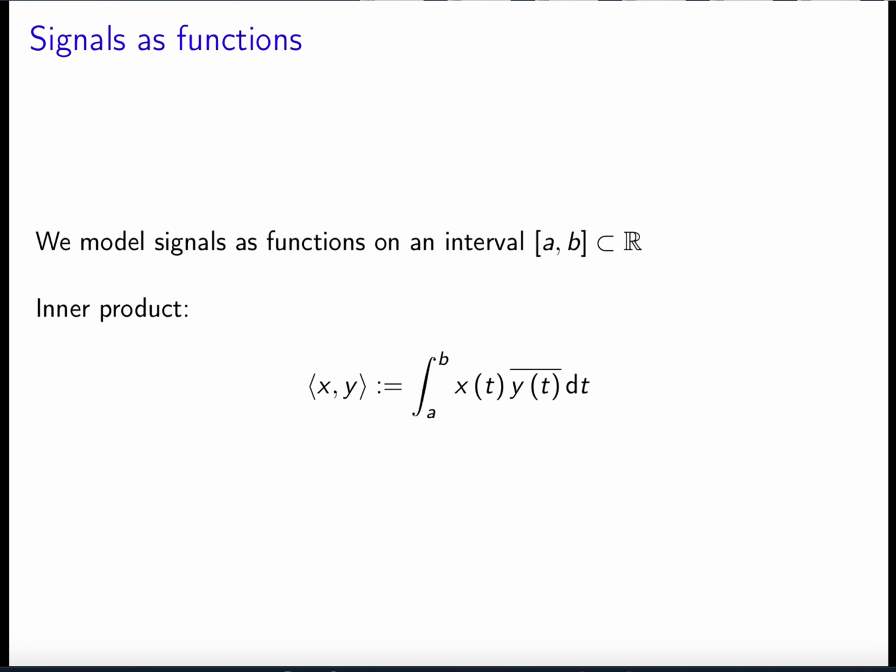As I said, we're going to model signals as functions. Here in particular, we're going to consider signals on a finite interval of the real line. The inner product between such signals is just equal to the product between the two signals, where we take the complex conjugate of one of them. Notice that we're considering complex valued signals or functions. We will see in a moment why we need to consider complex valued functions, and we integrate the product over the interval.